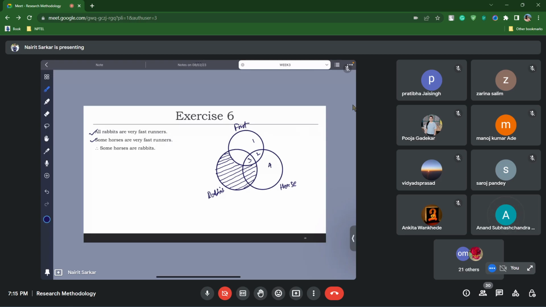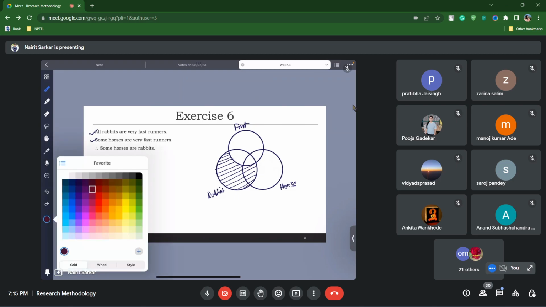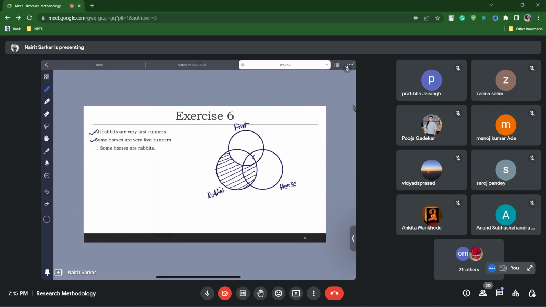Sir, in 2 and 3 both. 2 and 3 both, right? Two and three both can be there. So we draw like this, in between always.